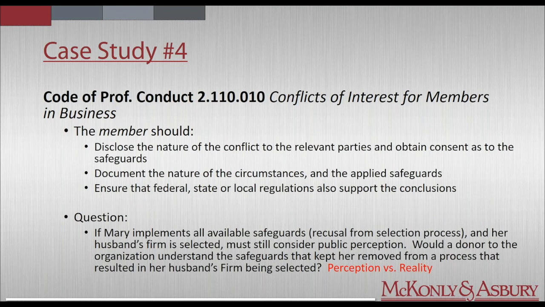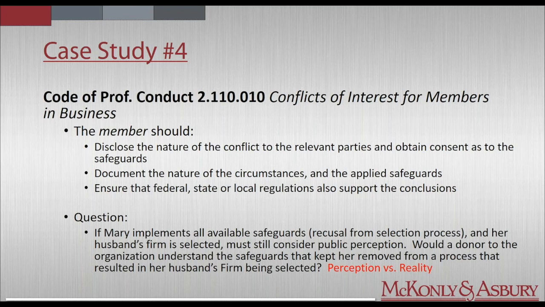So I've clearly put in some safeguards. There's some other things I need to do that Mary's obligated to do in this scenario. First is to disclose the nature of the conflict to all relevant parties. If she's put in safeguards such as I'm removing myself from the decision-making process and I'm turning it completely over to a subcommittee who will make a recommendation to the board without my knowledge, all relevant parties need to be comfortable with that, most importantly in this case the board.